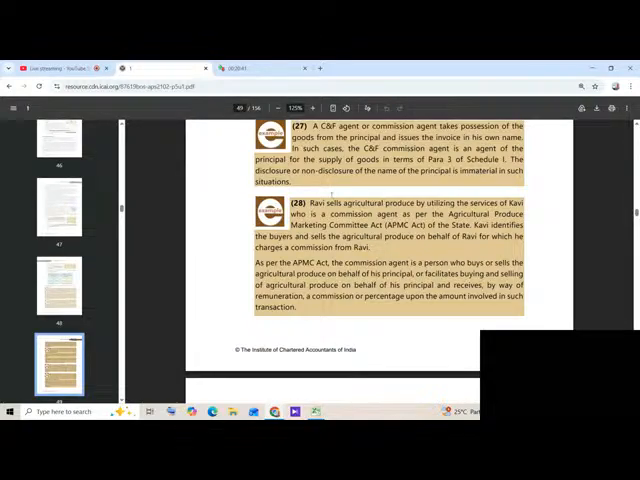Example 28. Ravi sells agricultural produce by utilizing the services of Kavi, who is a commission agent as per the Agricultural Produce Marketing Committee Act of the state. Kavi identifies the buyers and sellers and sells the agricultural produce on behalf of Ravi, for which he charges a commission from Ravi. As per the APMC Act, the commission agent is a person who buys or sells the agricultural produce on behalf of his principal or facilitates buying and selling of agricultural produce on behalf of his principal and receives by way of remuneration a commission or percentage upon the amount involved in such transaction.